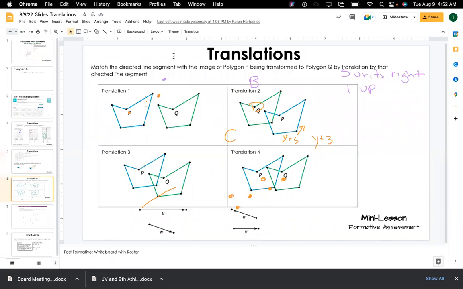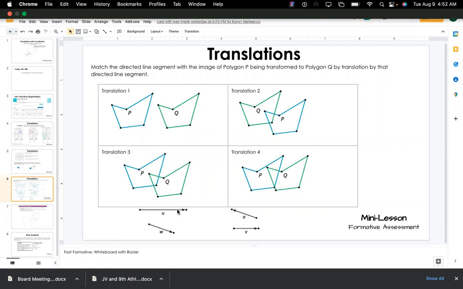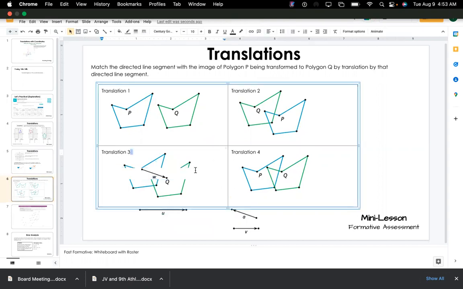All right, so let's take a look at this. So it says, okay, match the directed line segment with the image of the polygon P being transformed to polygon Q by translation by that directed line segment. Okay, so we're looking at the ones down at the bottom, and we're trying to match those up. I'm gonna see if I can actually move these. I can. There we go. Okay, so let's see if they overlay. No, they don't. Darn. That was gonna be cool. Guess not.